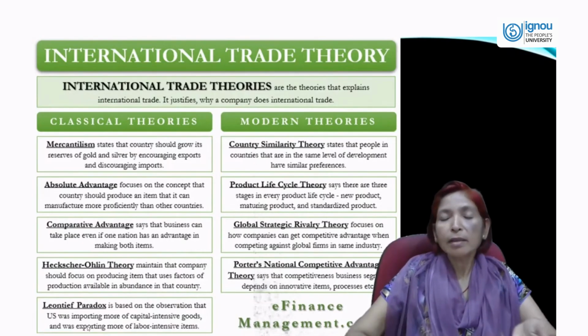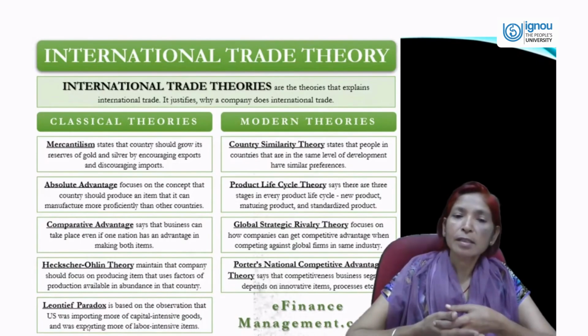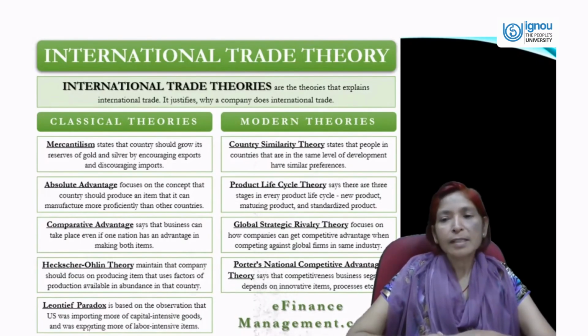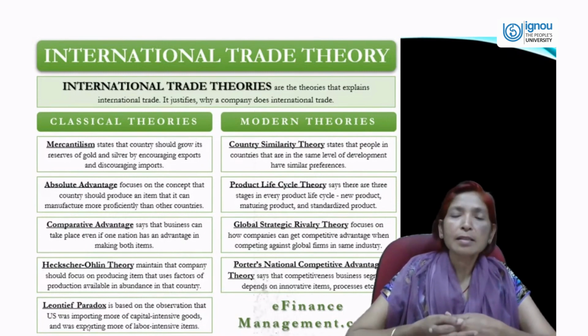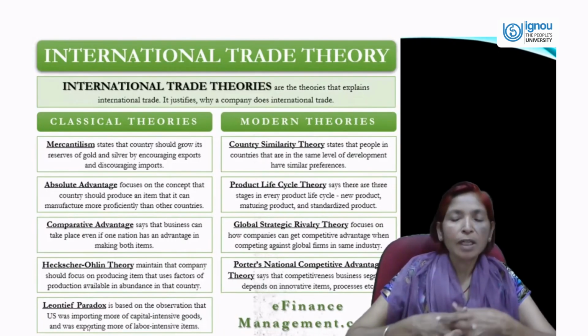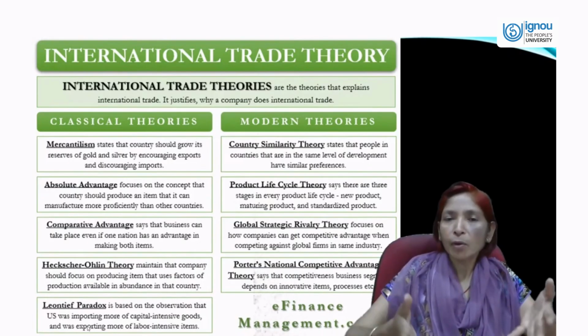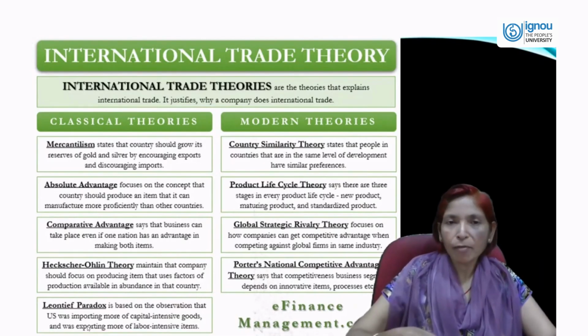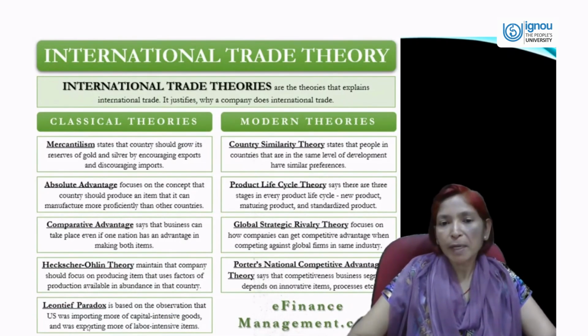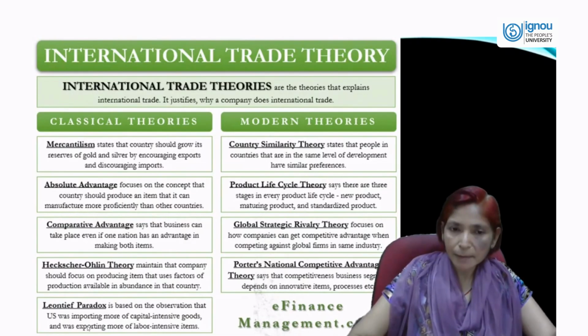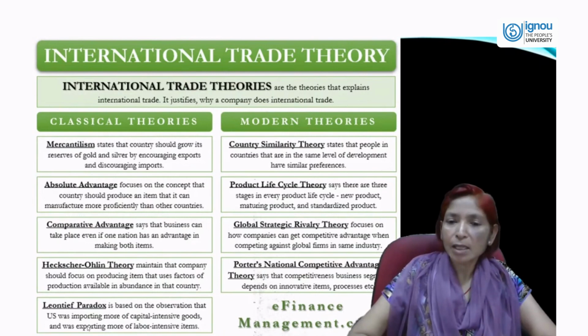Next are modern theories. In modern theory, first is country similarity theory. This states that people in countries that are at the same level of development have similar preferences. If the development level of the countries is the same, then they can follow the same pattern of trade. So country similarity theory states that people in countries with the same level of development have similar preferences.